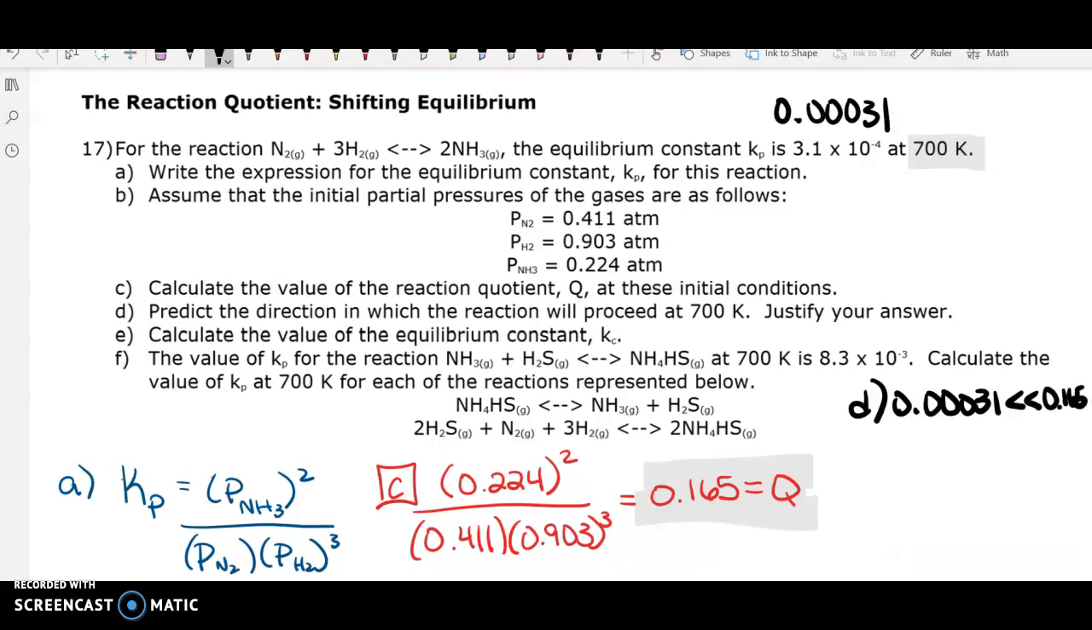Okay, so because the greater than/less than arrow is pointing to the left, that means that the reaction is proceeding to the left. In this case, those initial conditions are going to cause the system to favor the reactants.